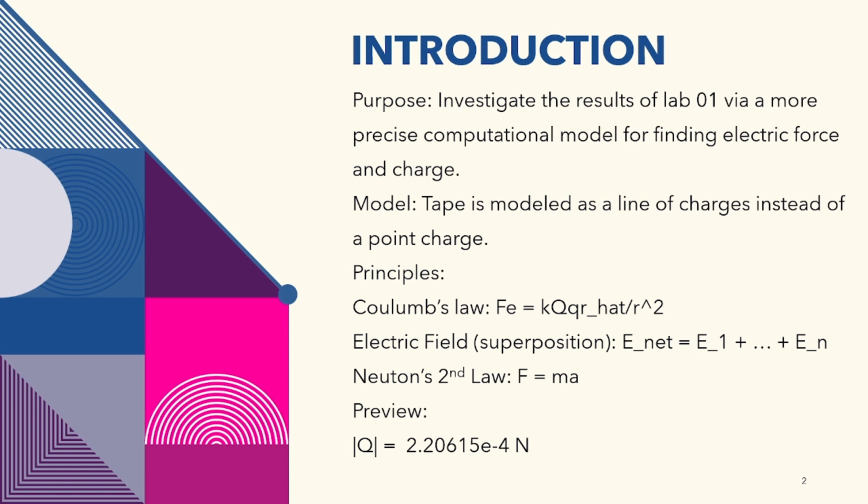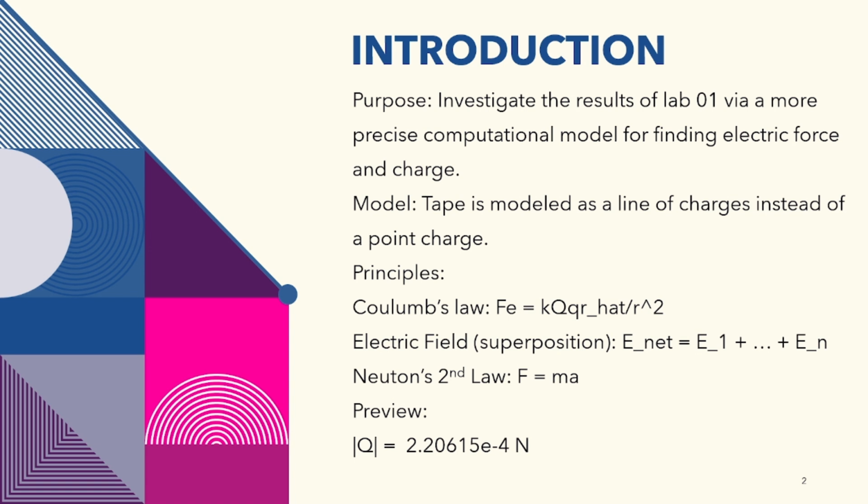It uses some of the data we collected from the past one, and we're just comparing it with what we're going to find in this new one. So, the model changes in that the tape is now modeled as a line of point charges instead of just a single point charge, which we hope will create a more accurate result. And then principles. We use the same principles as last time.